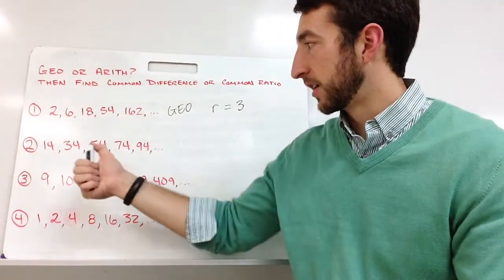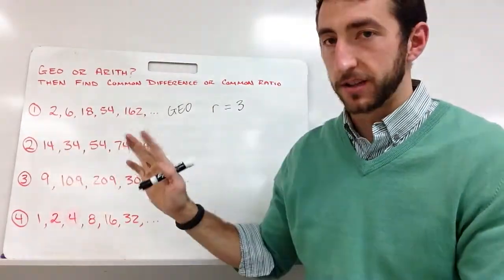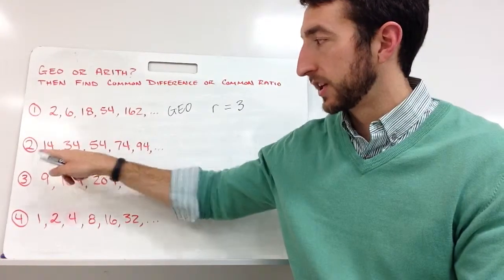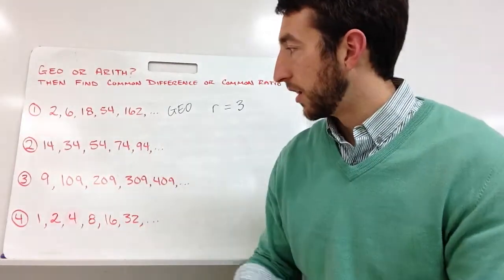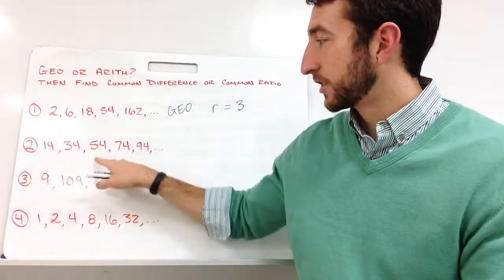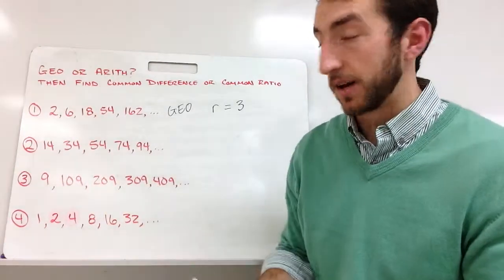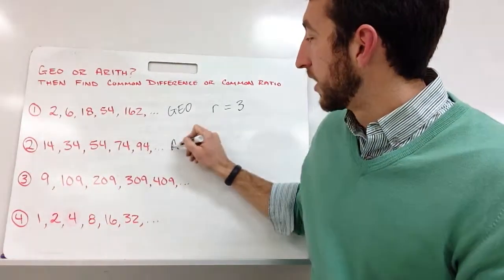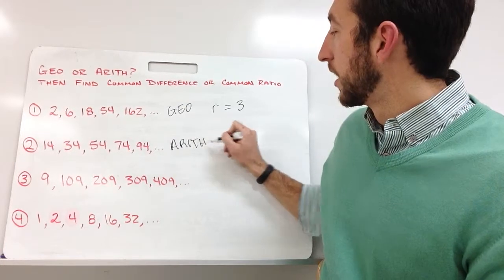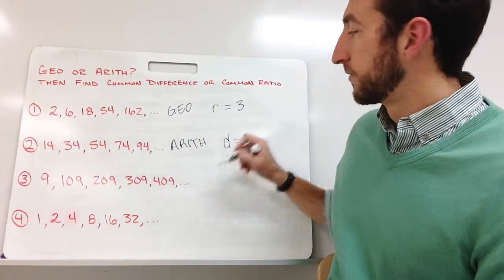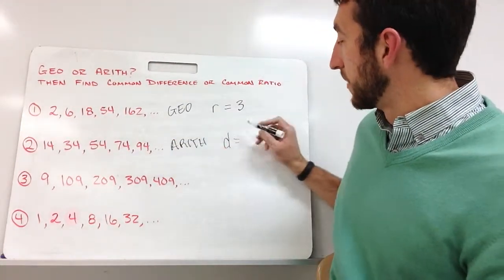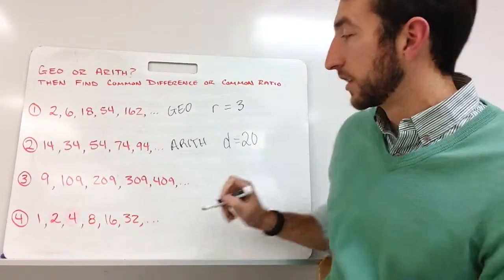So I'm going to do the same thing here. I do 34. I'm checking to see if it's arithmetic first. 34 minus 14 gives me 20. And then I'm going to add 20, add 20, add 20, add 20. It looks like that works each time. So that one's going to be arithmetic. And remember, this one's a common difference because we're adding, and it goes with the arithmetic. My common difference will be 20.